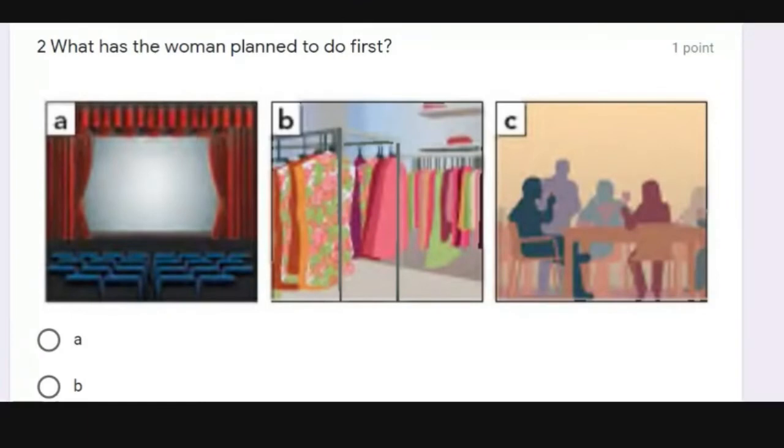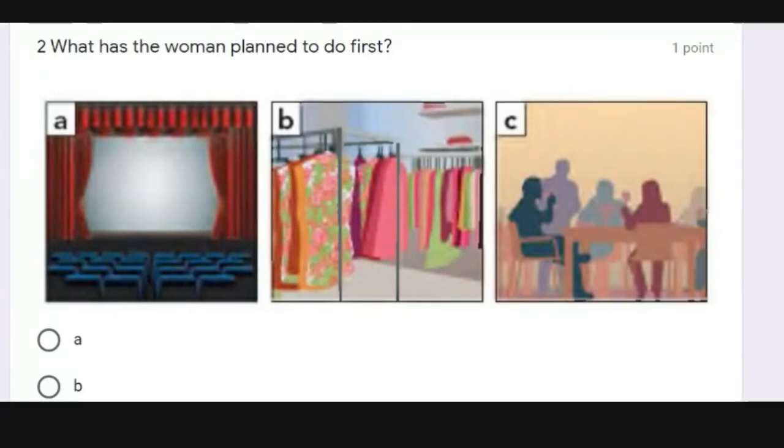2. What has the woman planned to do first? I'm really excited about spending time tomorrow with Elizabeth. What have you got planned? Well, in the evening, we're going to the theatre.